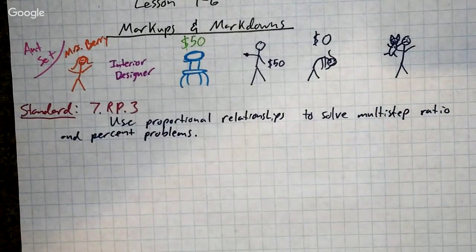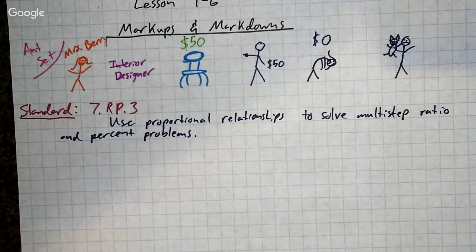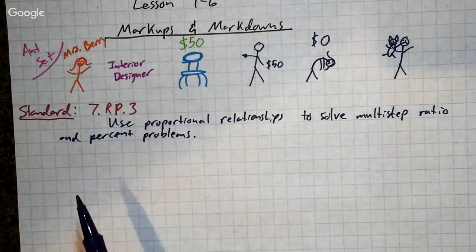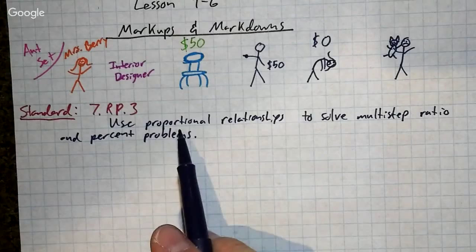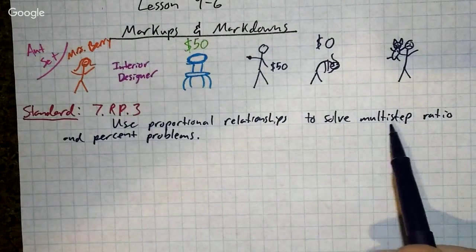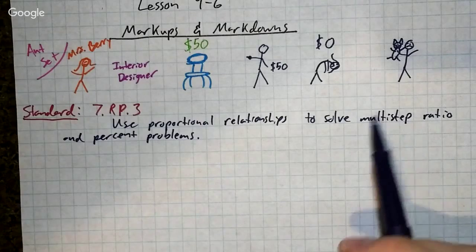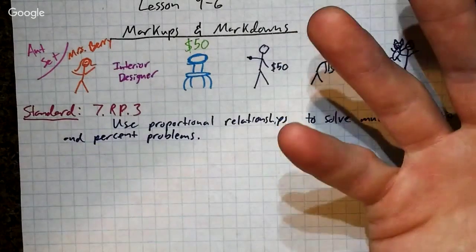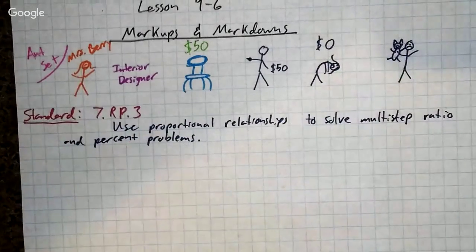Now, I'll give some examples. You do not need to write these examples down, but I'm going to go ahead and write each of the examples so you can sort of see where all of this information comes from. So what the standard says is to use proportional relationships. Now we know what proportional means. Proportional relationships to solve multi-step. So that means these are going to be complex problems, multi-step ratio and percent problems, where we're changing one thing, bringing it back somewhere else, and we'll get into that in a second.